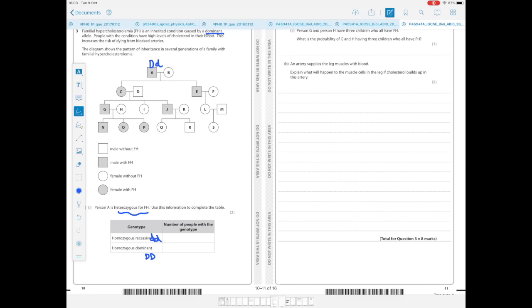Now we're going to work out what the pedigree diagram tells us. First of all, I'm going to look at all the people without FH, so all the people that are either white circles or white squares. Because they don't have the disease, I know therefore that they are small d, so I can just label all of their genotypes straight away. And now we need to count them to work out the number of people with the genotype homozygous recessive. And once I've done that, I can see that it is 11.